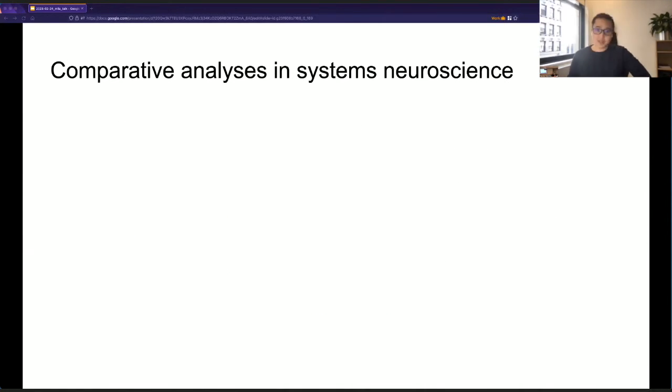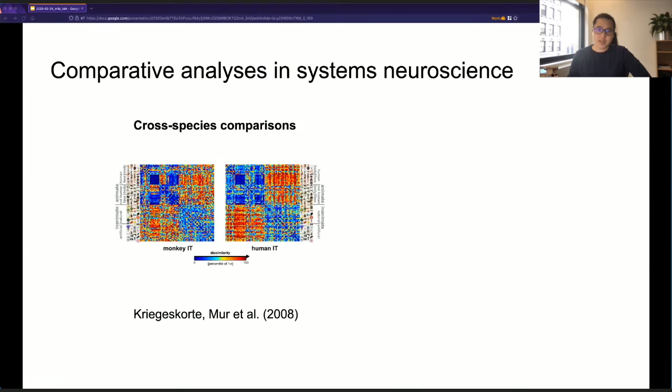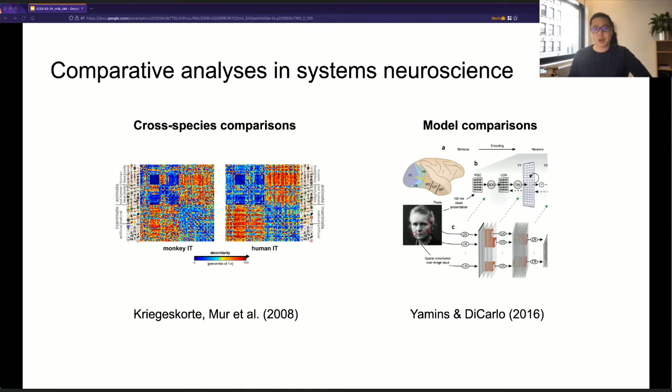In systems neuroscience specifically, comparing representations is also a familiar goal. Nikolaus Kriegeskorte and colleagues introduced representational similarity analysis to compare object representations in monkey with human inferotemporal cortex. And more recently, Dan Yamins and Jim DiCarlo have spearheaded efforts in using regression analyses to see how well deep nets can explain monkey neural and behavioral data. So what's important to note here is that these methods are well suited to comparing just two networks, A and B, or explaining one network, X, with another network, Y.